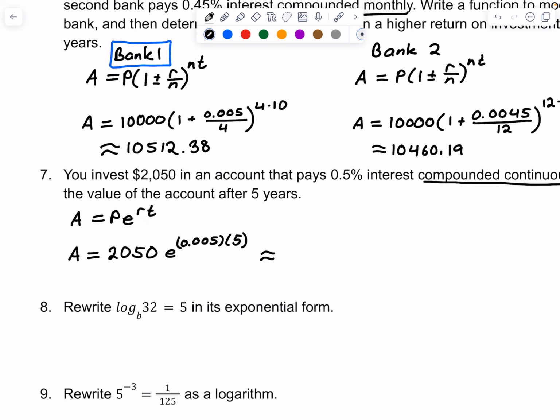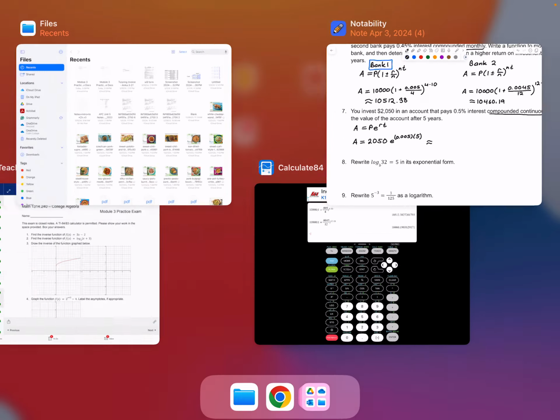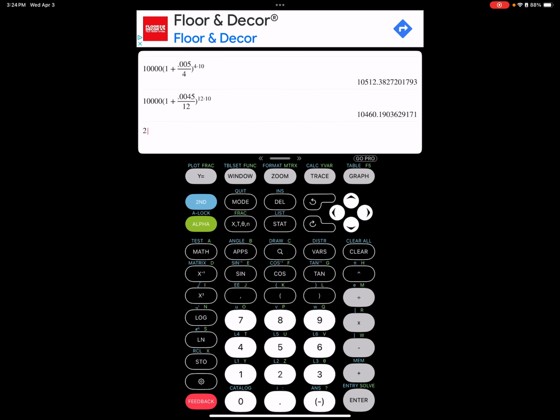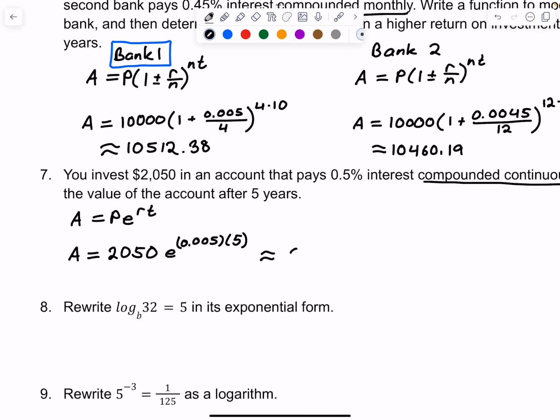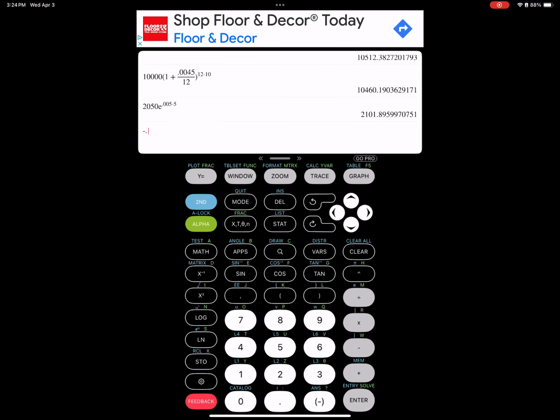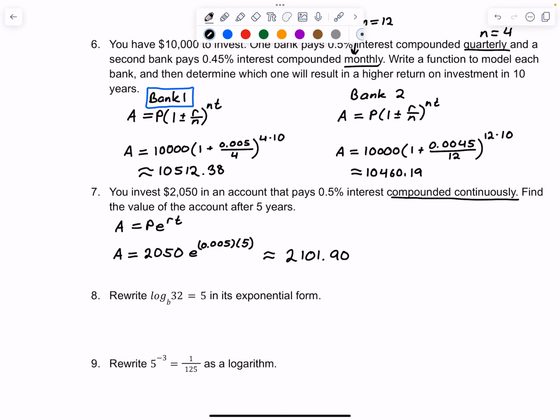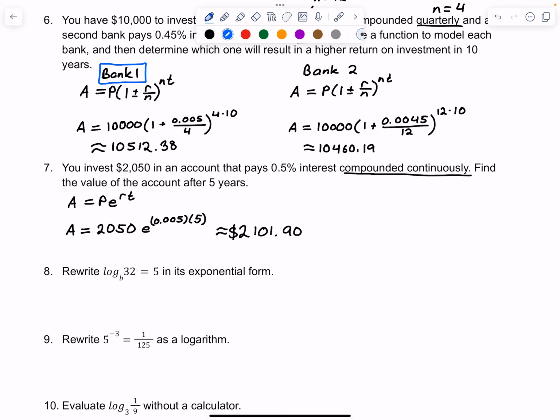So we're just going to put this into our calculator. We've got 2,050 times e to the power 0.005 times 5. And I get $2,101.90. Double check that. Yep. Now I'll put a dollar sign, and that's the answer: $2,101.90.